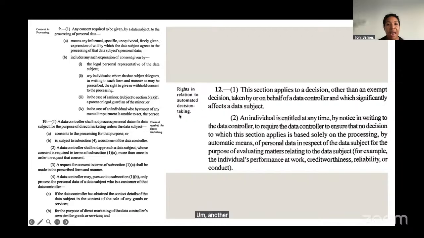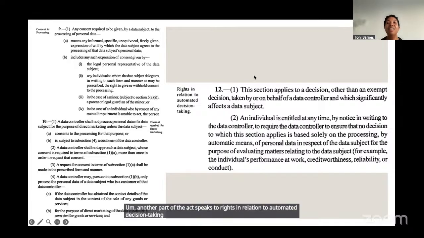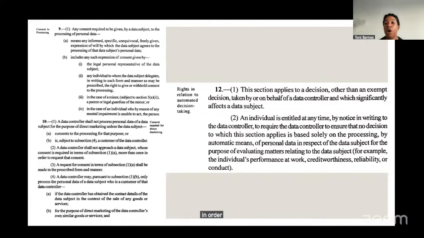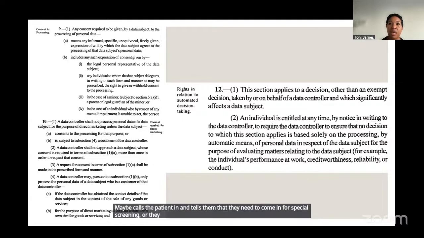Another part of the act speaks to rights in relation to automated decision taking. And I think this is the closest that they're coming to speaking about something called AI, although I don't think that that's what they intended it to mean. It applies to basically using the data in order to have automatic decision making be done. I think that if you feed data into the AI and the AI therefore makes a decision, maybe calls the patient in and tells them that they need to come in for special screening or they need special investigations to be done, that could come under subsection 12.